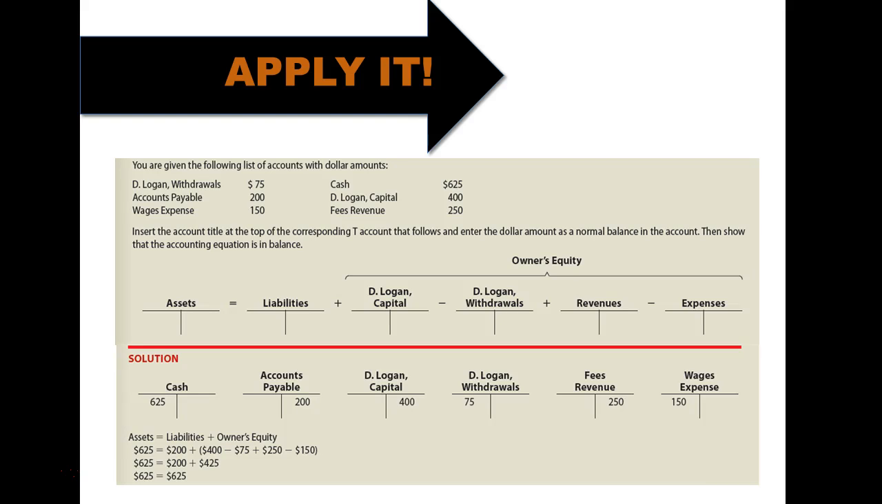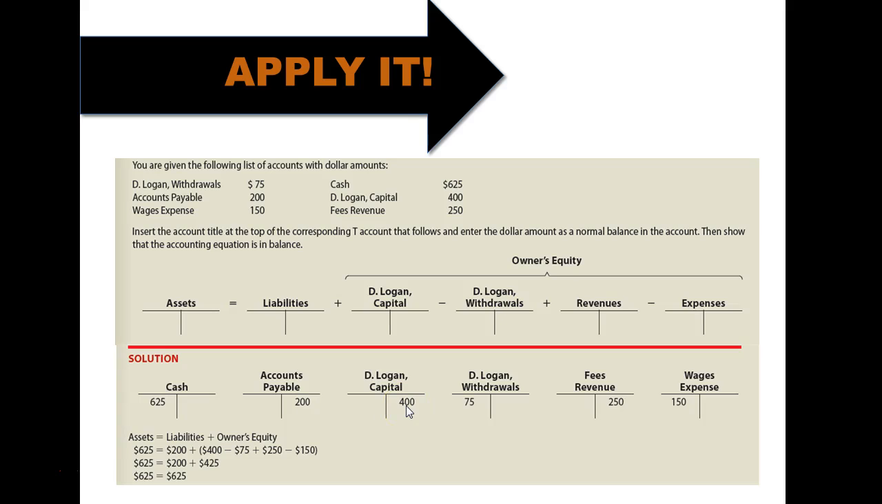Cash is an asset. What is the normal balance of a cash account? A debit, a left side. So we're going to put cash of $625 as a debit on the left-hand side. Then we have an account called D. Logan Capital, $400. Capital accounts have normal, what kind of balances? Credit balances. We're going to show D. Logan Capital as a credit over here of $400.